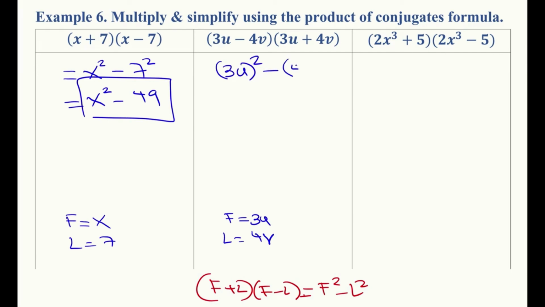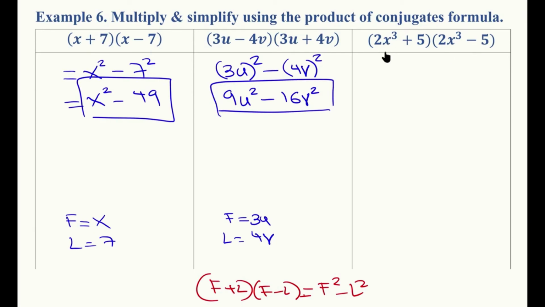L is 4v, so we have to quantify that too within parentheses, otherwise we don't get the right answer, because we want to make sure both the 3 and the u get squared here, and both the 4 and the v get squared here. So we end up with 9u squared minus 16v squared, and that's all we need to do.